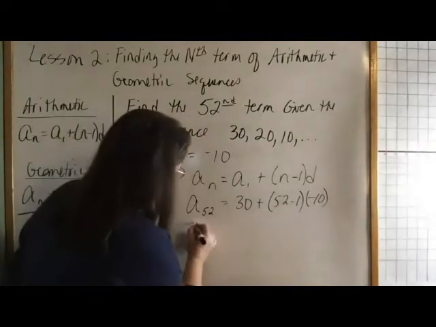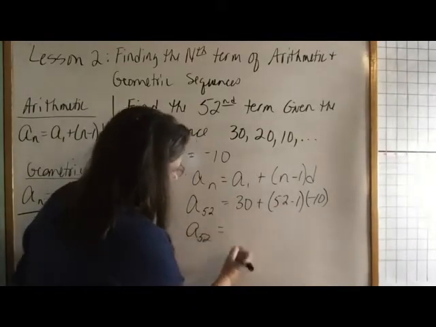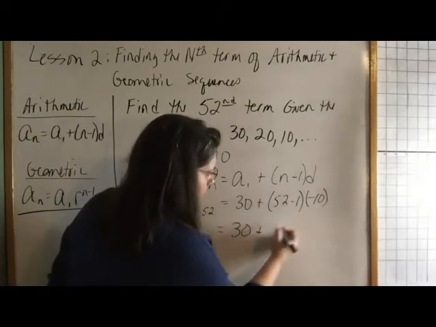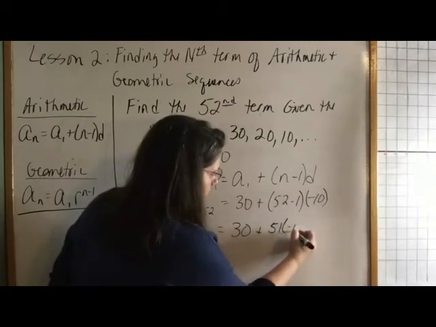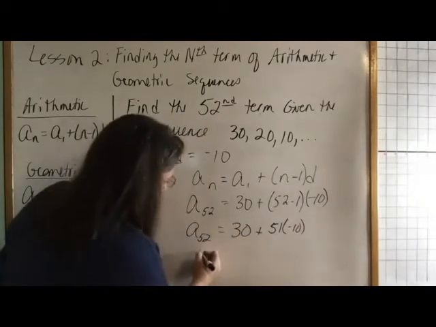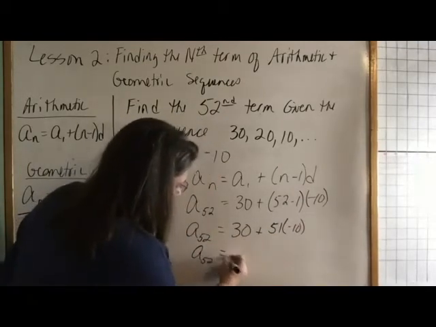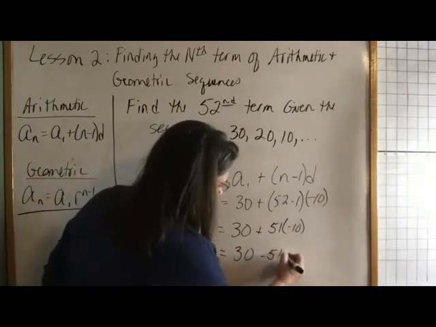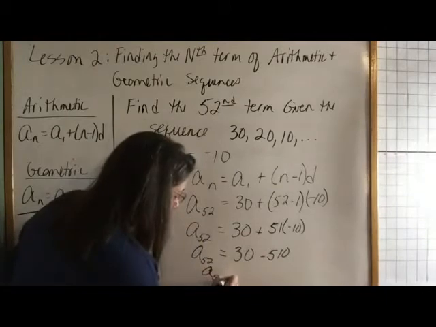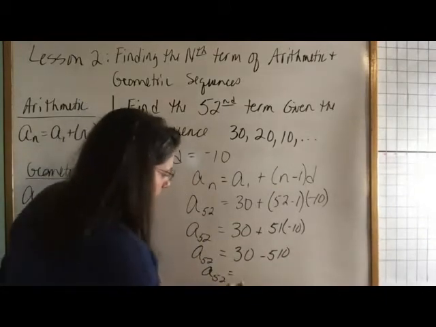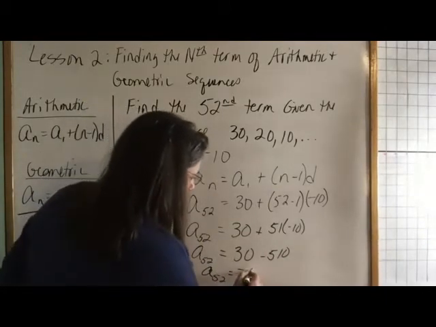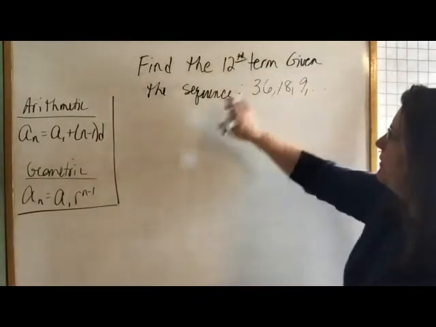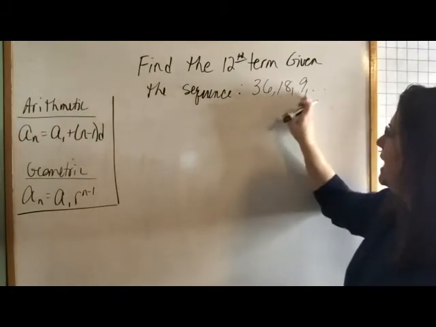So the 52nd term is going to be equal to 30 plus 52 minus 1, which is 51. And that's times negative 10. So a sub 52, the 52nd term, will be 30 minus 510. My 52nd term is going to be a negative 480. In this one, it says find the 12th term given the sequence 36, 18, 9, and so on.